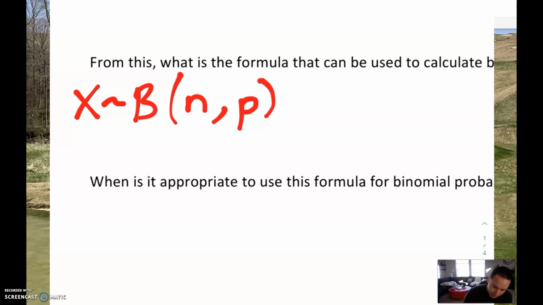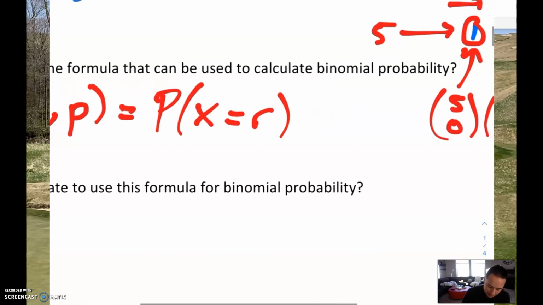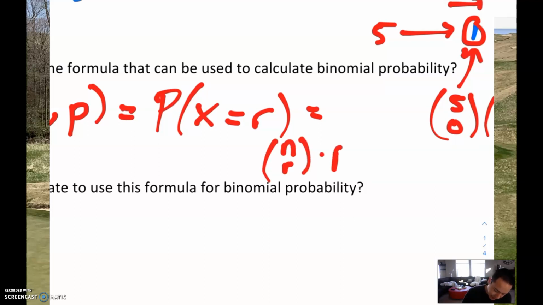And that's going to be equal to the probability that X equals some number r, which equals, I'm going to go down here, n choose r times p to the r times 1 minus p to the n minus r.